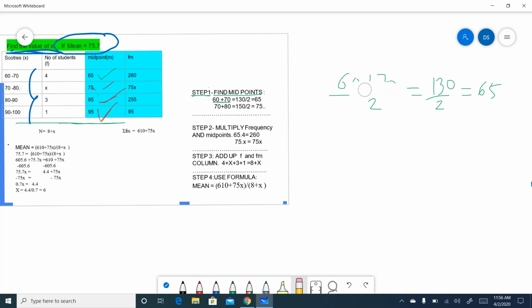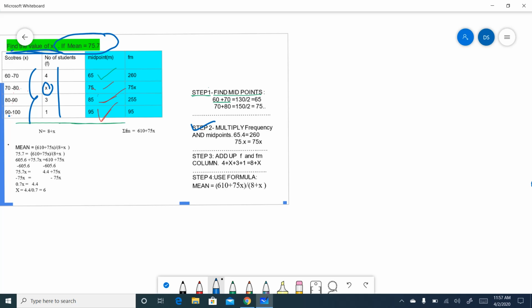So the next step is to multiply frequency and midpoint. This is our frequency. Frequency means there are four students whose score lies between 60 to 70, three students with scores from 80 to 90, and one student whose score is 90 to 100. And this x we are going to find.